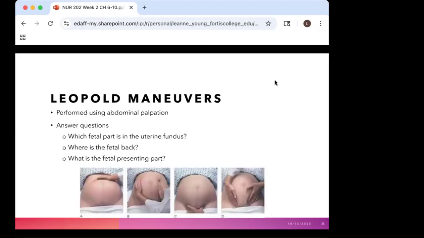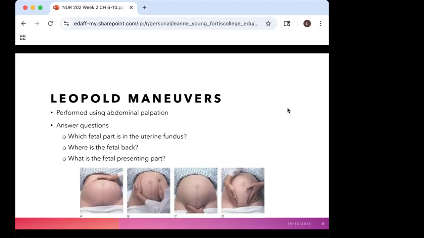A non-invasive procedure that a lot of the times providers will do in the office or at the bedside, like say they're going to be starting an induction or whatever, are Leopold maneuvers. This is performed using abdominal palpation. You can see the pictures down below that show you. These answer the following questions: which fetal part is in the uterine fundus? Where is the baby's back? And then what is the presenting part?